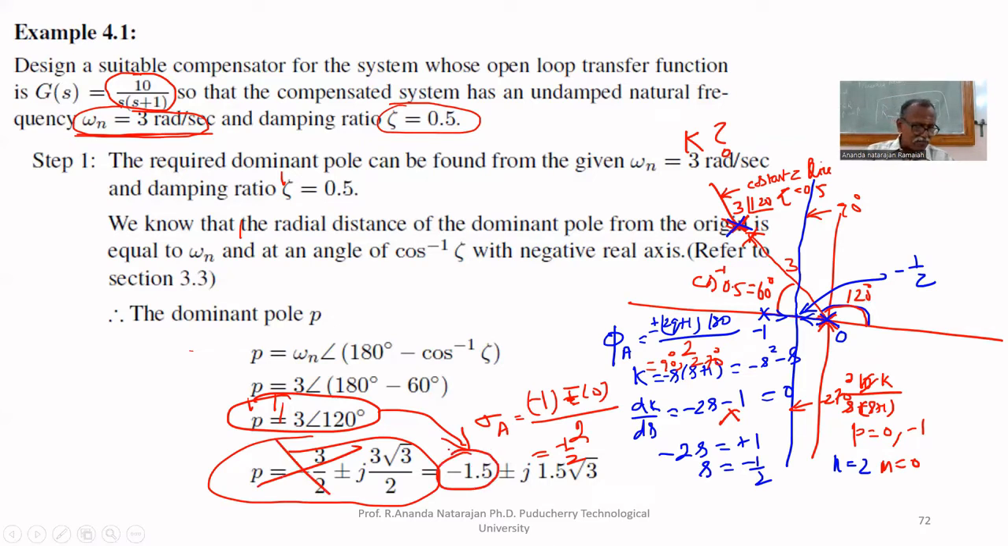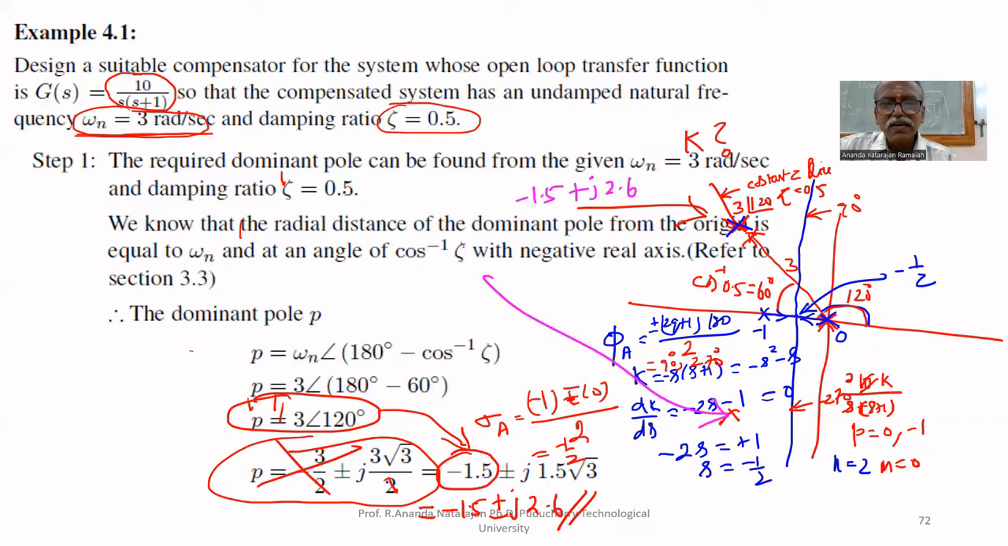Real part. Imaginary part, in my calci, press RCL F. If you press that, 2.59, that is 2.6. That is equal to minus 1.5 plus or minus j 2.6. This is the point. Therefore, the coordinate here is minus 1.5 plus j 2.6. Here, what is the coordinate? Here, minus 1.5 minus j 2.6.